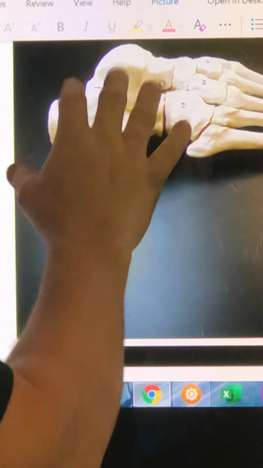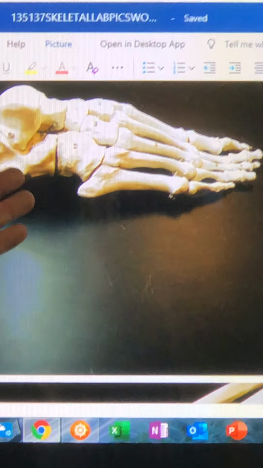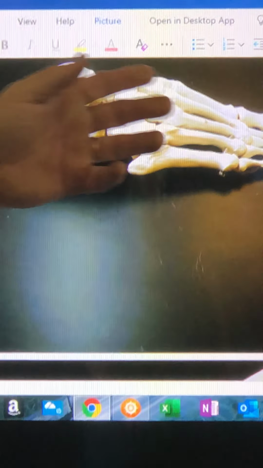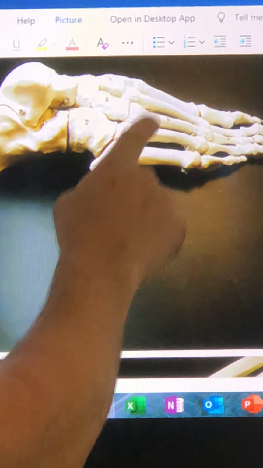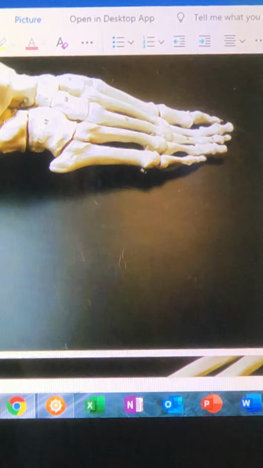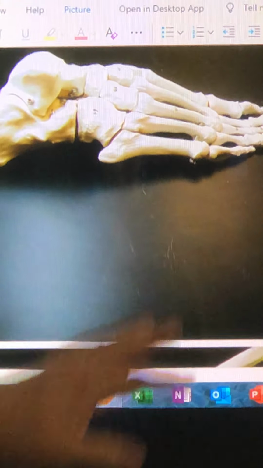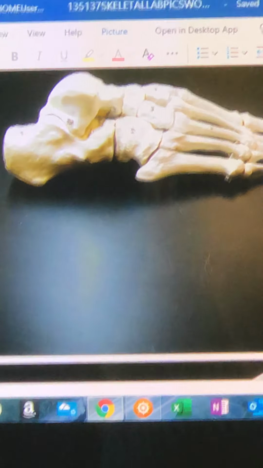These are metatarsals. Now, make that distinction between the foot and the hand. We call them metacarpals in the hand. We call them carpals in the wrist. These are tarsals and metatarsals. So these are metatarsals, and then these are all the phalanges. I'm not going to talk any more about the phalanges in the foot. We'll save that for the hand.